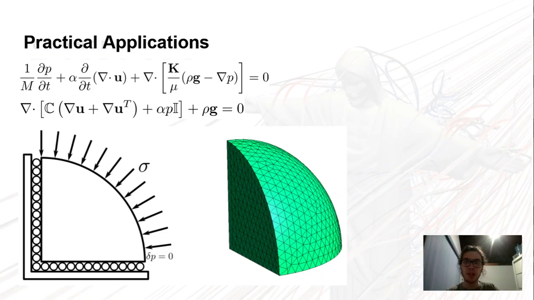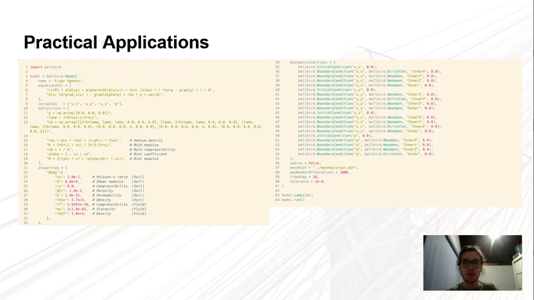The Cryer sphere problem is a classical problem in geomechanics, used to validate implementations. Here, only an eighth of the sphere is considered. And using the symmetry of the problem, we set the pressure at the outer surface to zero, and both the pressure gradient and the normal displacements at the flat surfaces are set to zero. Finally, the shear stresses at all faces are zero.